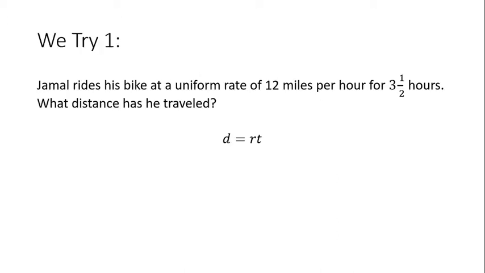Jamal rides his bike at a uniform rate of 12 miles per hour for 3.5 hours. What distance has he traveled? So my first question I want to ask myself is, what do I need? I want to find the distance. I have my distance formula here, where d is my distance. That one right there. I also know my rate. My rate is 12 miles per hour, which is my r.